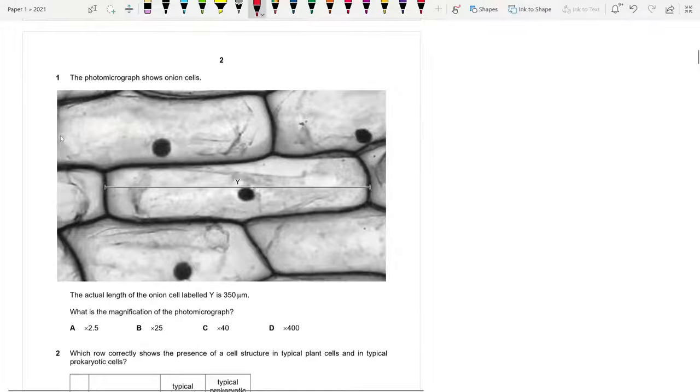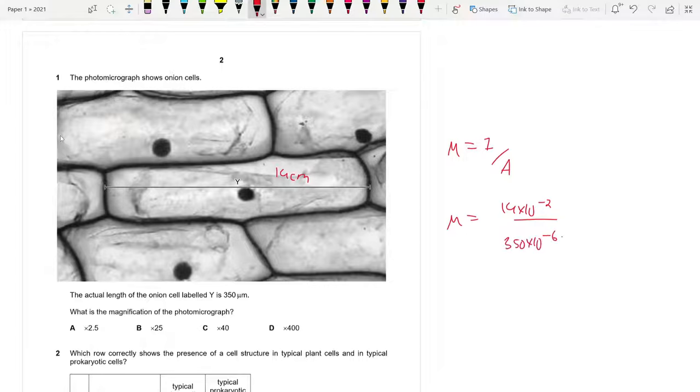It's gonna be around 14 centimeters when you use your ruler. Now we know that magnification is equal to image length over actual length. So magnification is equal to image length 14 into 10 to the power minus 2 divided by actual length 350 into 10 to the power minus 6. That's giving me an answer of x 400 times. So 1 is D.